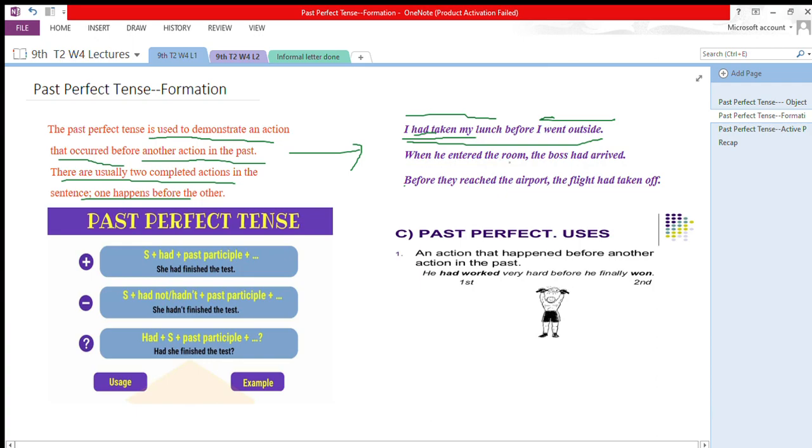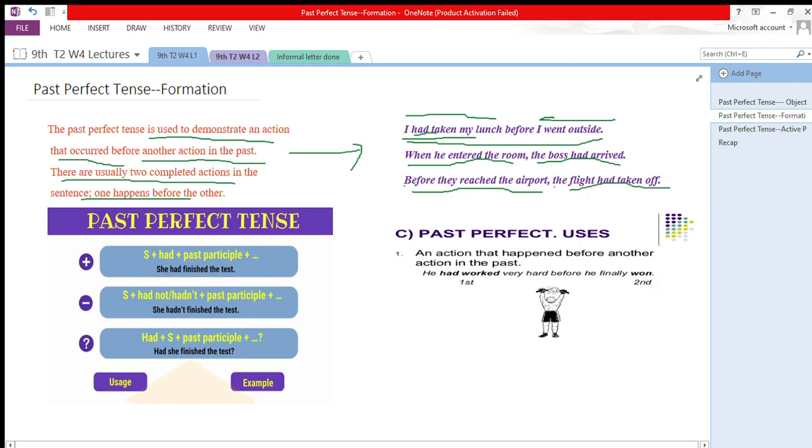When he entered the room, the boss had arrived. Now, the arrival of the boss had taken place before his entrance. So, the boss had arrived. So, for that purpose, we are going to use past perfect tense, and for the other action, we'll use simple past tense. Third example, before they reached the airport, the flight had taken off.